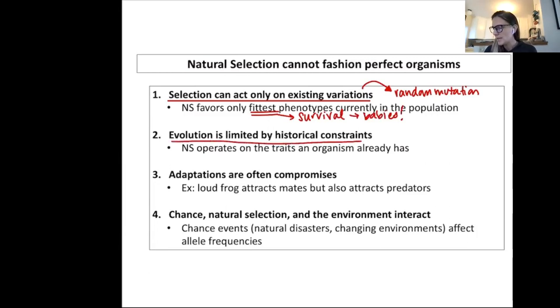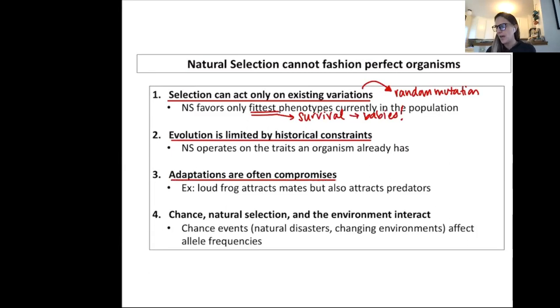Second thing, evolution is limited by historical constraints. So natural selection operates on the traits an organism already has, and that was dictated by that organism's parents, which were dictated by their parents, which were dictated by their parents. Right? Adaptations are often compromises.